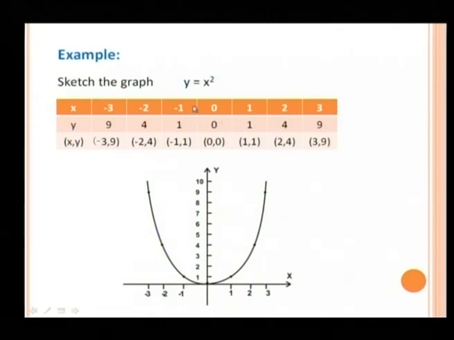The same procedure would be followed to get some negative ordered pairs. If we put x equals minus 1 in this equation, we get y equals positive 1, because the square of a negative number gives a positive number. So the resulting ordered pair becomes minus 1 and 1. To get the next ordered pair, we put x equals minus 2, and the y value is 4, which is minus 2 square. So the resulting ordered pair becomes minus 2 and 4.